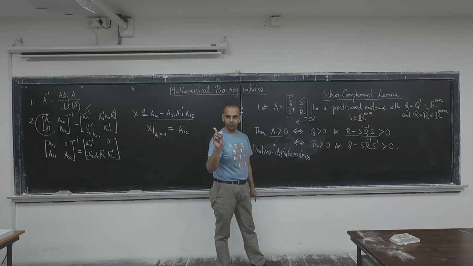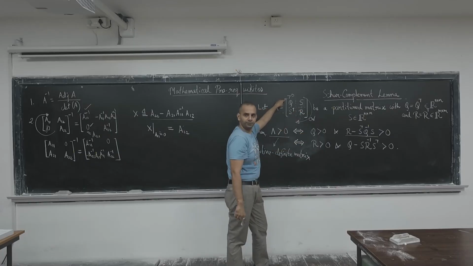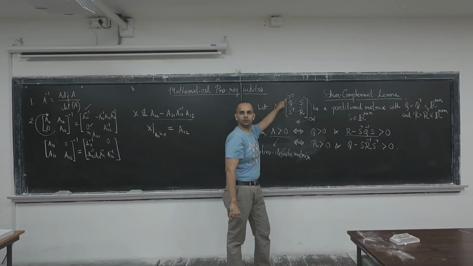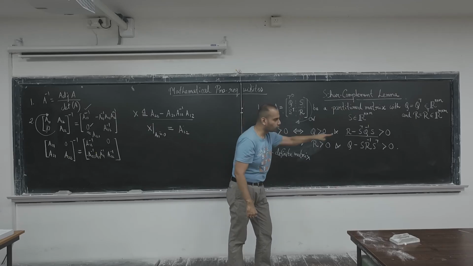The same thing, if you wish to do with respect to R, then from which element should you start? From Q. Then after Q, which element is coming? S. So Q minus S into the inverse of this element, R inverse, into S transpose. Okay, so this is the Schur complement of the matrix with respect to R.